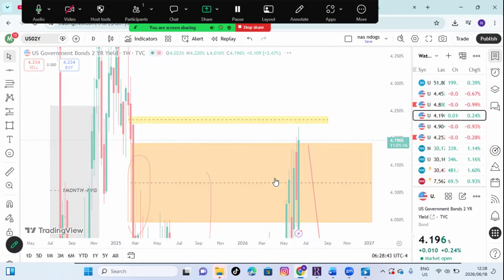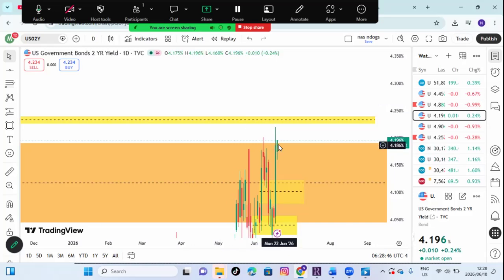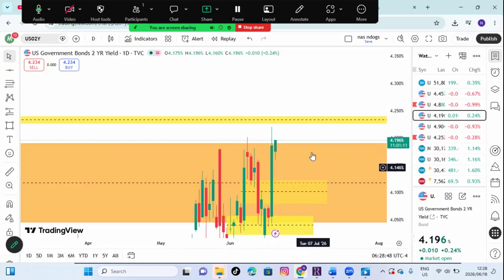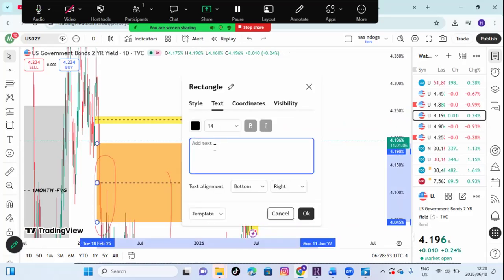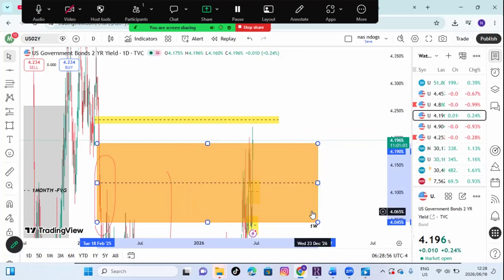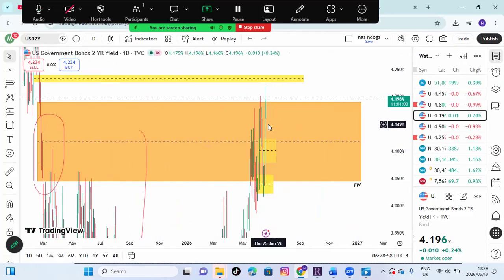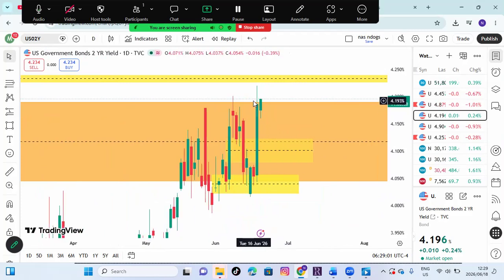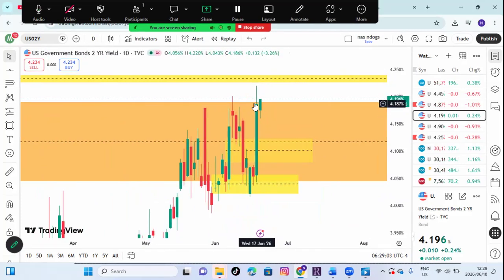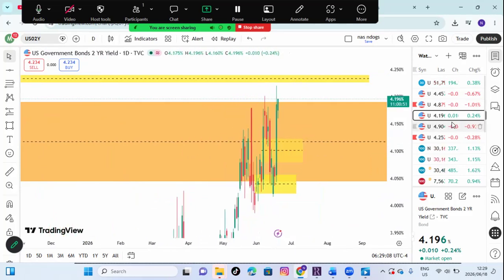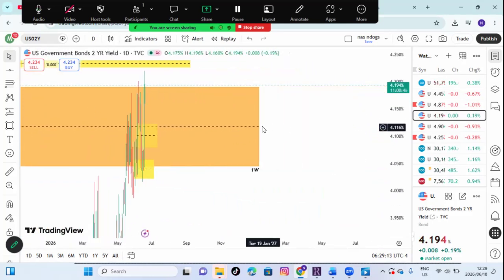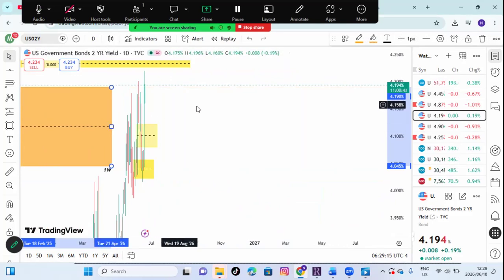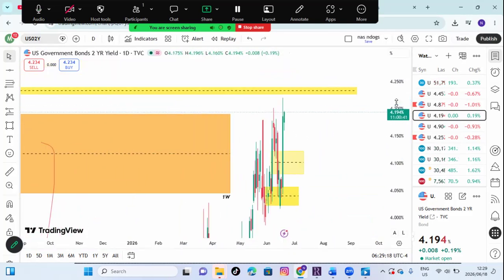We can't get into that one. Look, see on the daily, we wicked outside, but we closed inside of this weekly. This is a weekly, it's a fair value gap on the 1 week, right? So we wicked outside of it, but we closed inside of it. So the bodies are telling the story that this thing is still being respected. So we can anticipate more selling here.